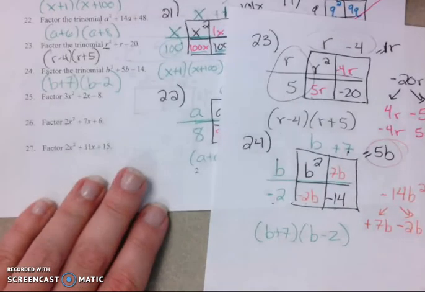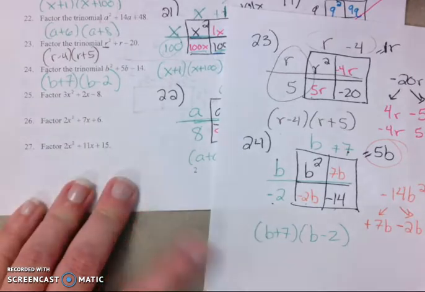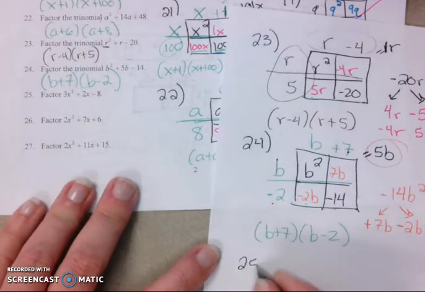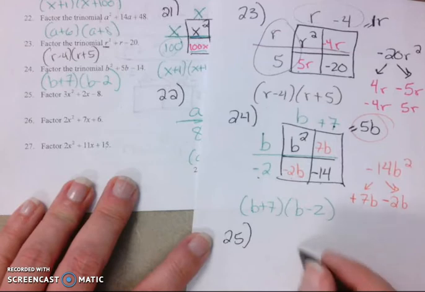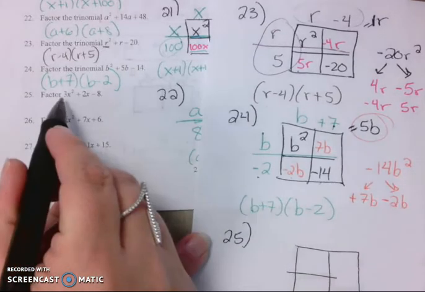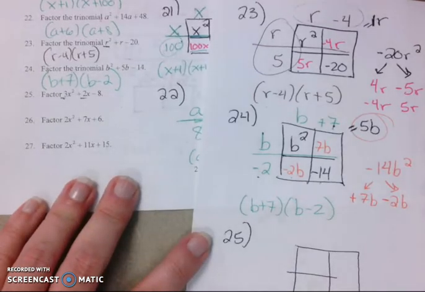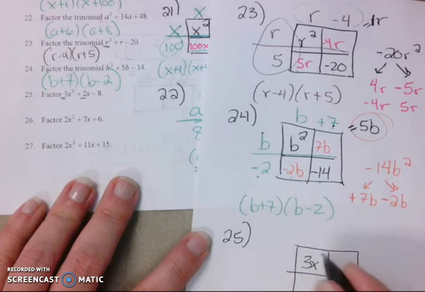Alright. Now there's a coefficient. Now there's a number in front on 25. So now I'm going to check, is there a greatest common factor? Is there a number that goes into 3 and 2? No, there's not. So there is no greatest common factor. So we set up everything else the same: first, last, and middle term.